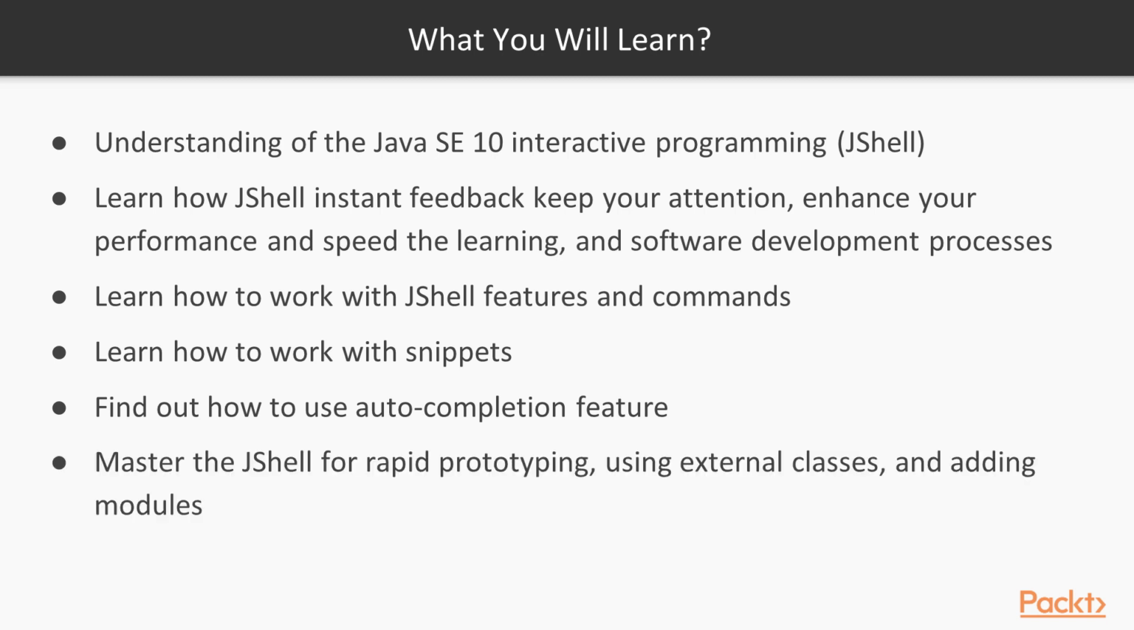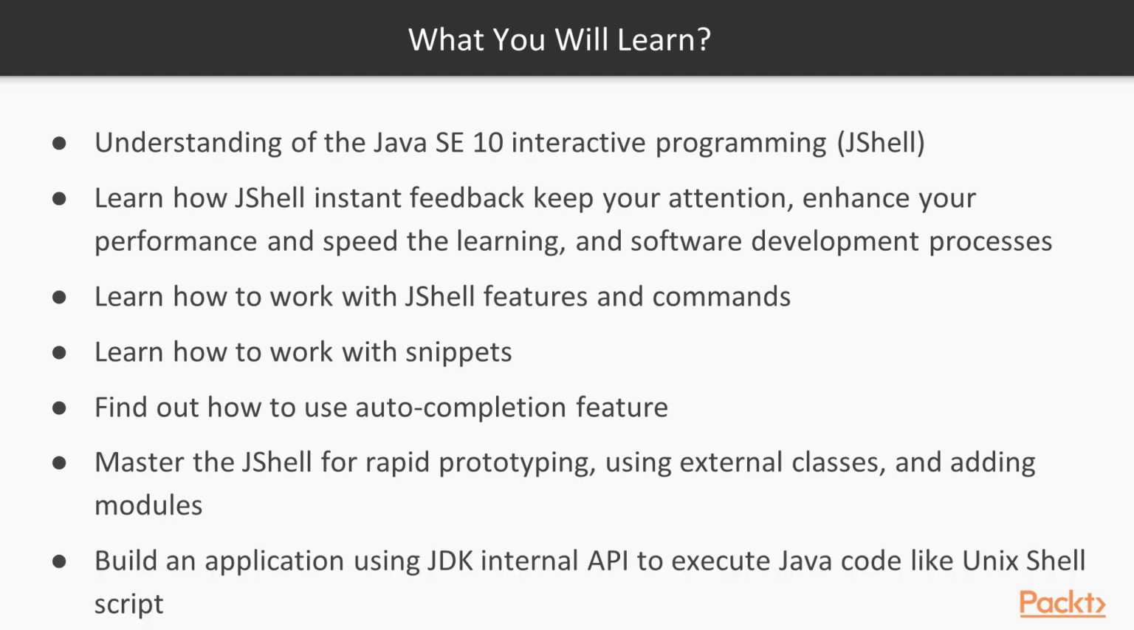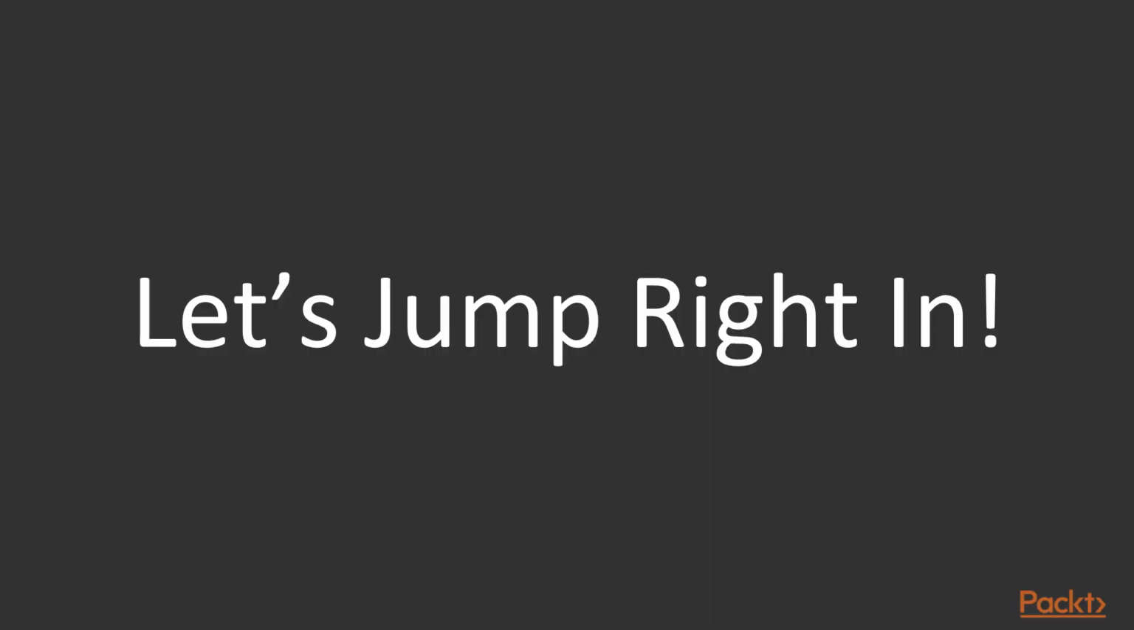Master JShell to use it for rapid prototyping. Then once you develop and test a small chunk of code, you can paste it into your large project. Explore with examples how to use external packages and their classes, and also adding modules to use its packages in a JShell session. And finally, build an application using the JDK JShell internal API to execute Java code like a Unix shell script. Now that we know what lies ahead for this course, let's jump right into the course to explore all the features.